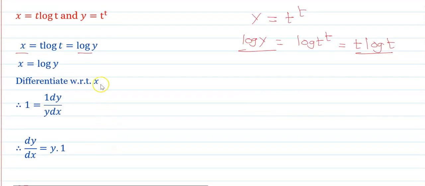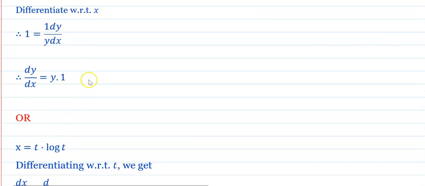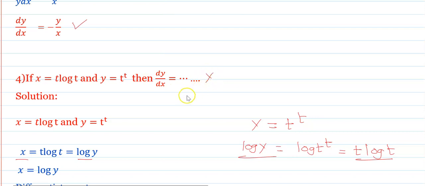Now differentiate this with respect to x. Derivative of x is 1. Derivative of log of y is 1 upon y into dy by dx. And hence dy by dx is equal to y into 1, that is equal to y. dy by dx is equal to, answer is y.